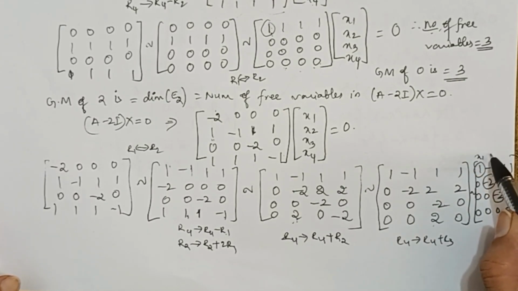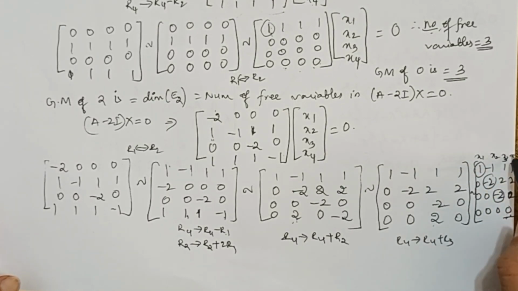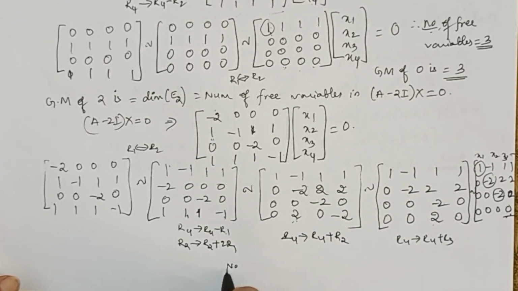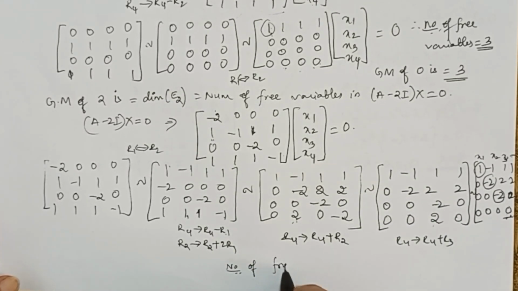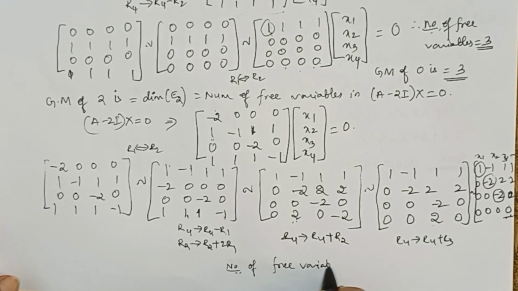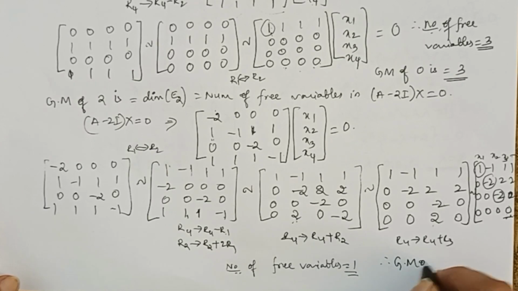This corresponds to x1, x2, x3. Therefore, x4 is a free variable. Therefore, the number of free variables is equal to 1. Hence, the geometric multiplicity of eigenvalue 2 is equal to 1.